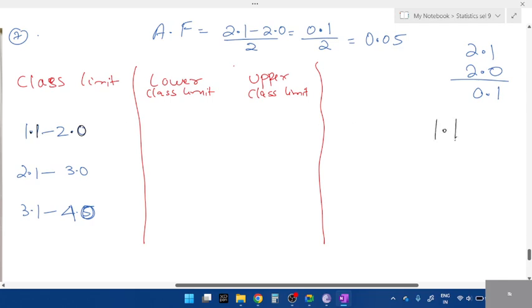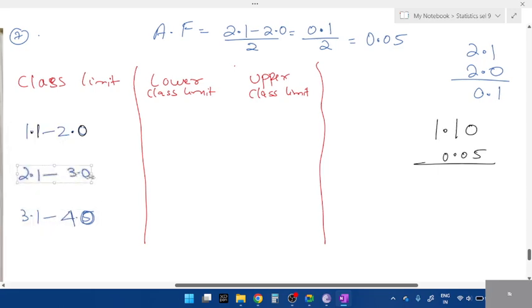Calculate. Take 1.1, subtract 0.05. Calculate. Complete this. Okay, fine. Run it. Let others complete. If you have done with that, find the middle value.